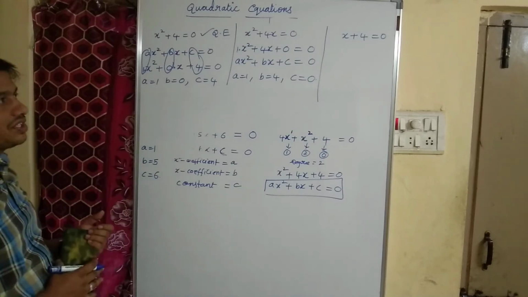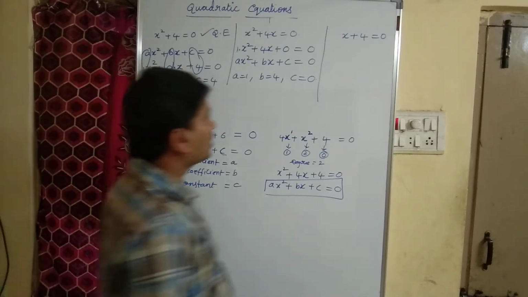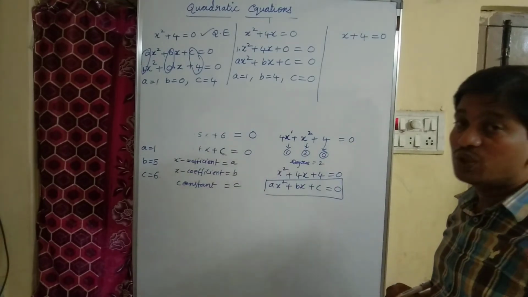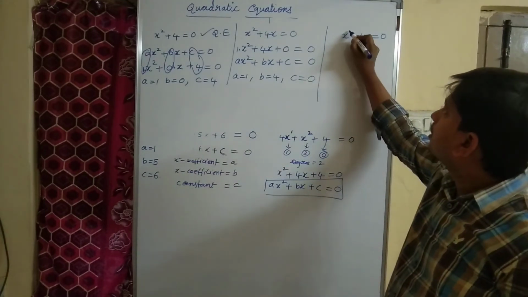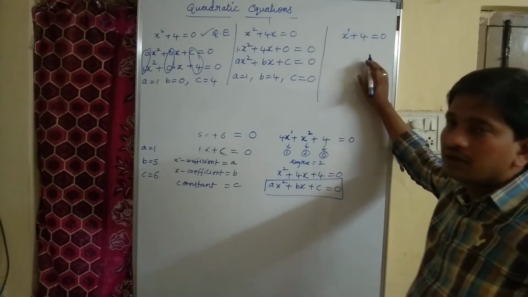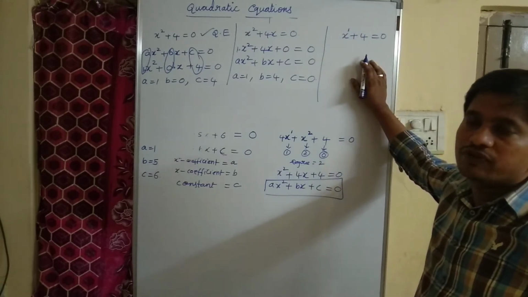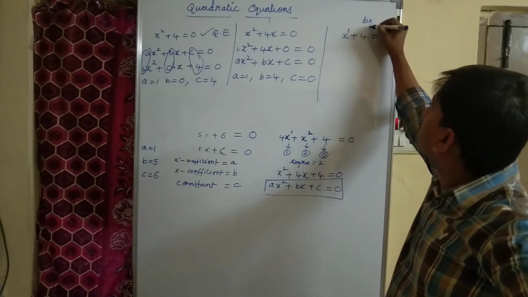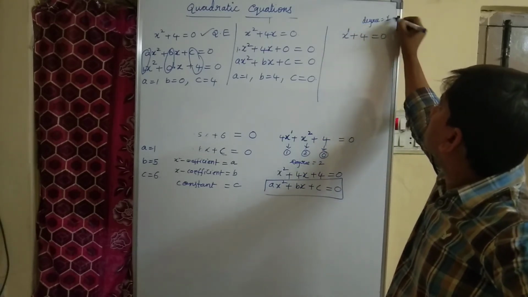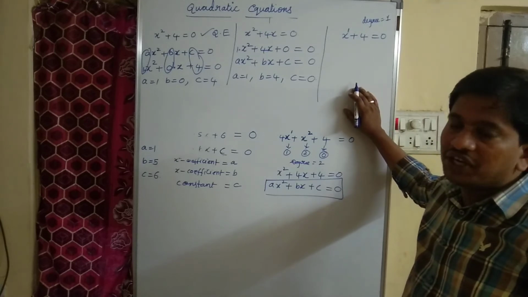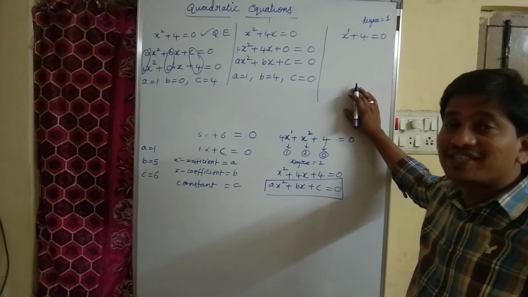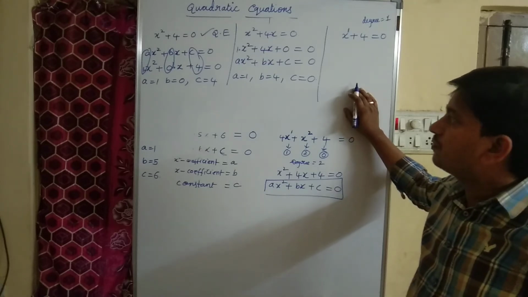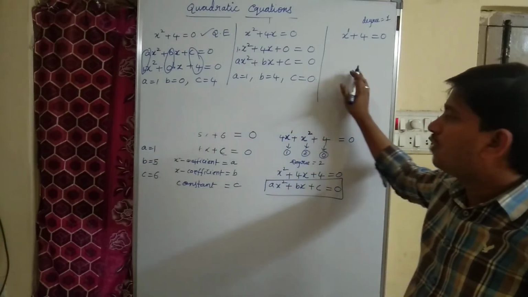Is it a quadratic equation? Children, x plus 4 equal to 0, is it a quadratic equation? No, because here actually nothing is there whose power is 2. The degree is equal to 1. If the degree of the polynomial is 1, that is called a linear polynomial. So is it a quadratic equation? No, children. So from these three examples, what did you understand?